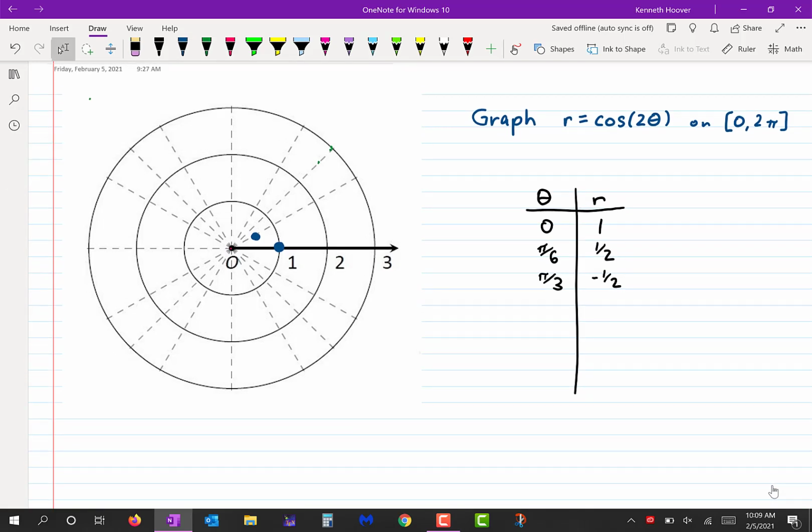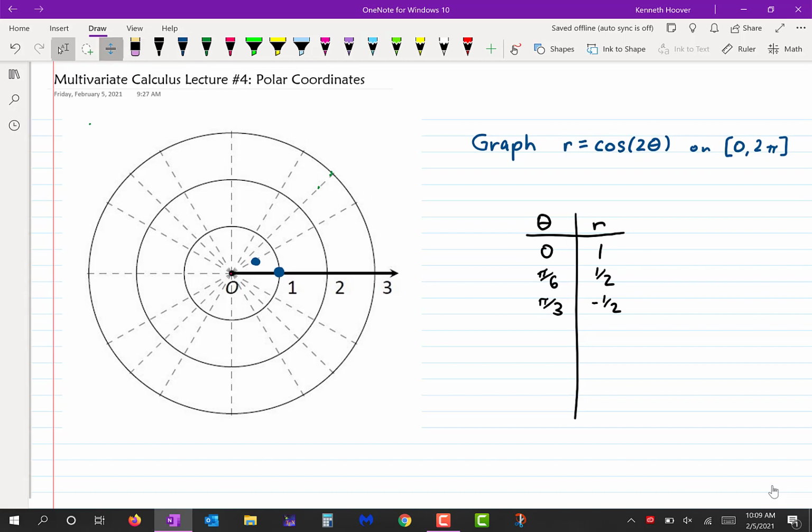Sorry, I skipped pi over 4. Why did I do that? Let's do this for a minute. I'll just move these down. I won't plot that point yet, but there's no sense in erasing those. Let me put in here pi over 4. r will be the cosine of pi over 2, which is 0. So that will be right there at the origin. Notice that when r is 0, it doesn't matter what the angular coordinate is. Any angle but a distance of 0 from the origin is going to put you at 0, right?